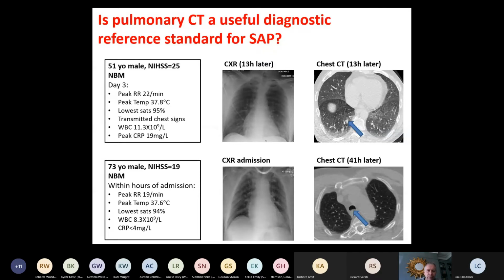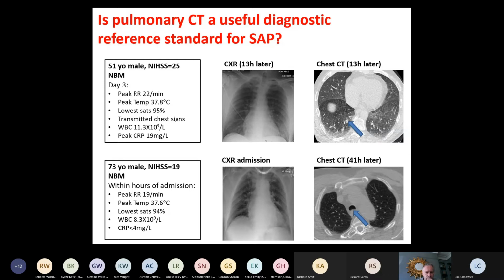So here's two examples. So the first is a 51-year-old patient with severe stroke. It's fairly tachypneic, got a fairly convincing fever, has been hypoxic, and has got a reasonable CRP, but not terribly high. So the chest X-ray is not terribly convincing of any infectious change, but the interesting thing is even a CT scan that was done 13 hours after that was also fairly normal. So there's no evidence of pneumonia in this patient.